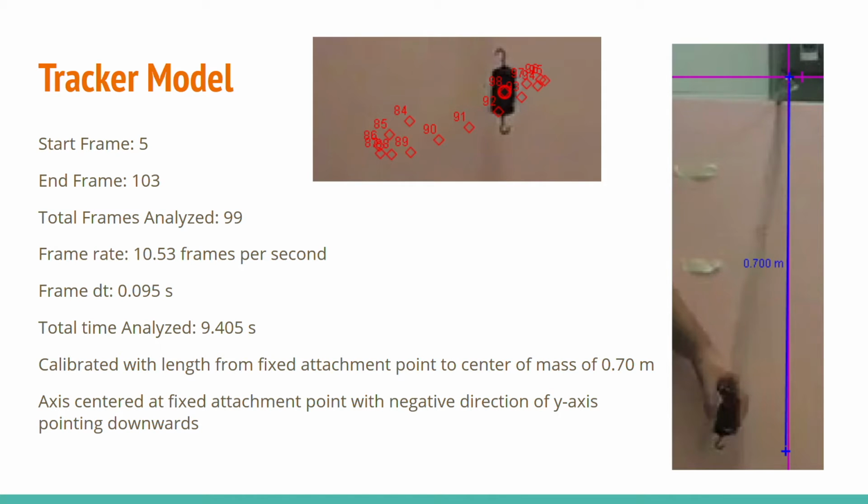In the Tracker model, we start at frame 5 and end at frame 103 for a total of 99 frames analyzed. With the frame rate being 10.53 frames per second, the frame dt was 0.095 seconds, giving us a total time analyzed of 9.405 seconds. It was calibrated with a length from the fixed attachment point to the center of the mass of 0.70 meters. And the axis was centered at the fixed attachment point with a negative direction of the y-axis pointing downwards.